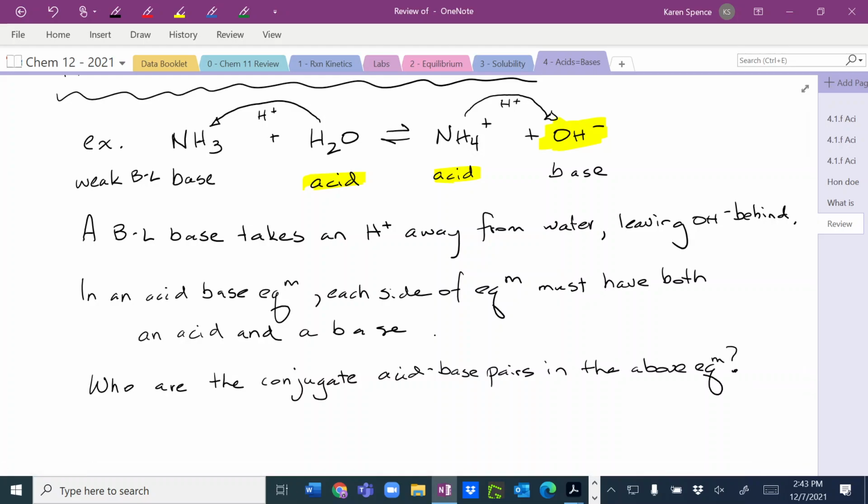Who is paired with whom? You remember what a conjugate acid-base pair is? It is a pair of chemical species that differ by what? H plus. So who is a conjugate acid-base pair?